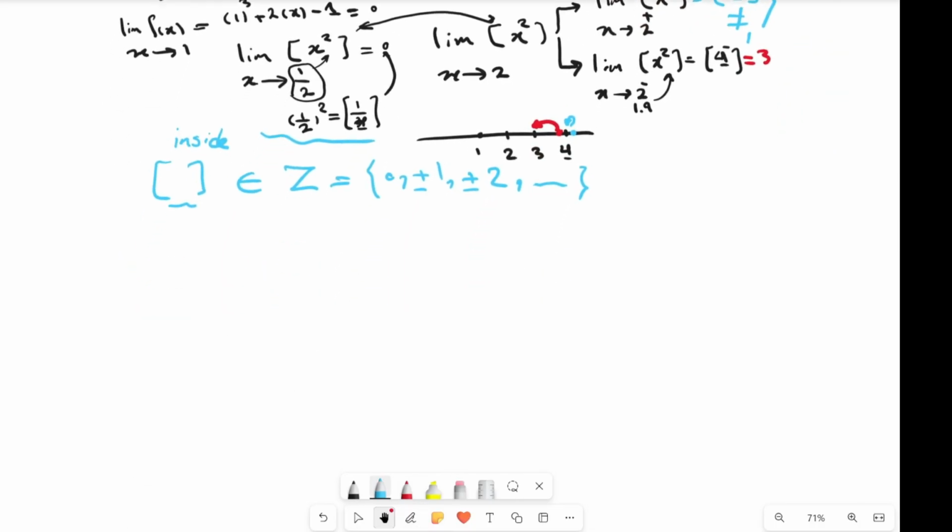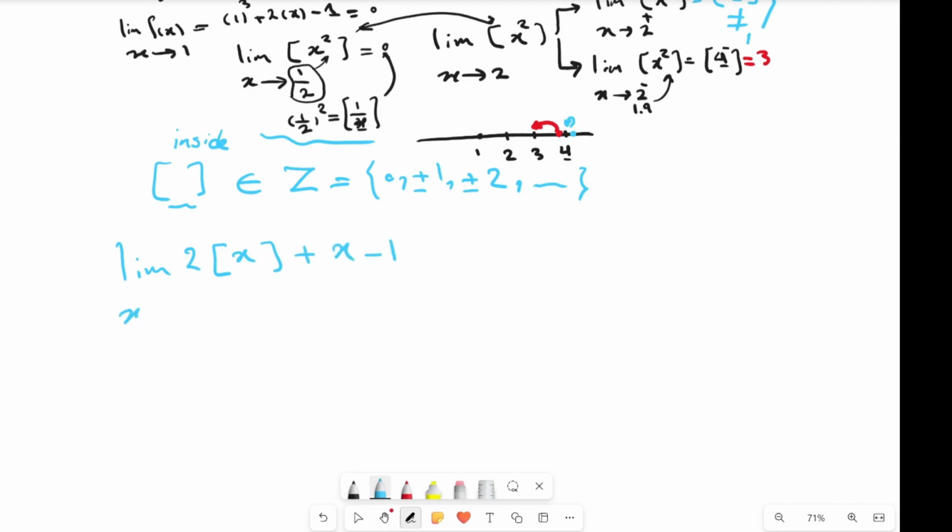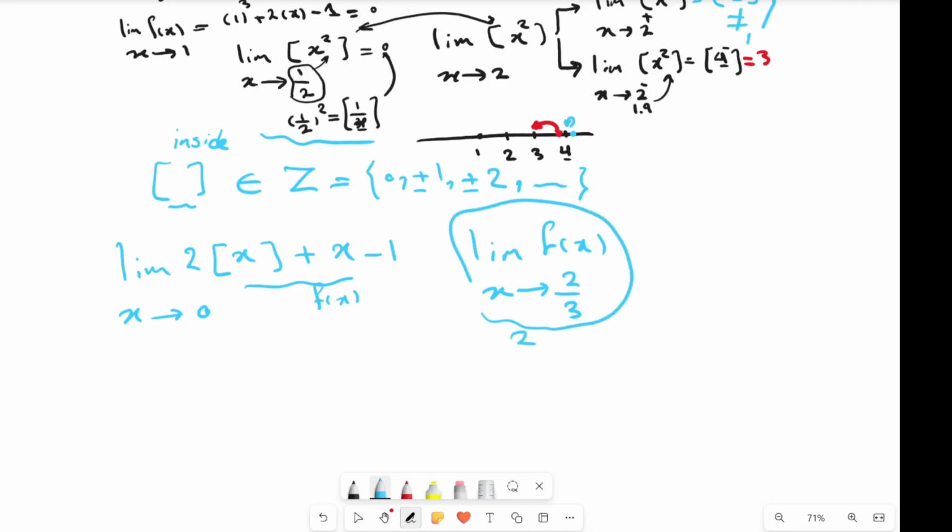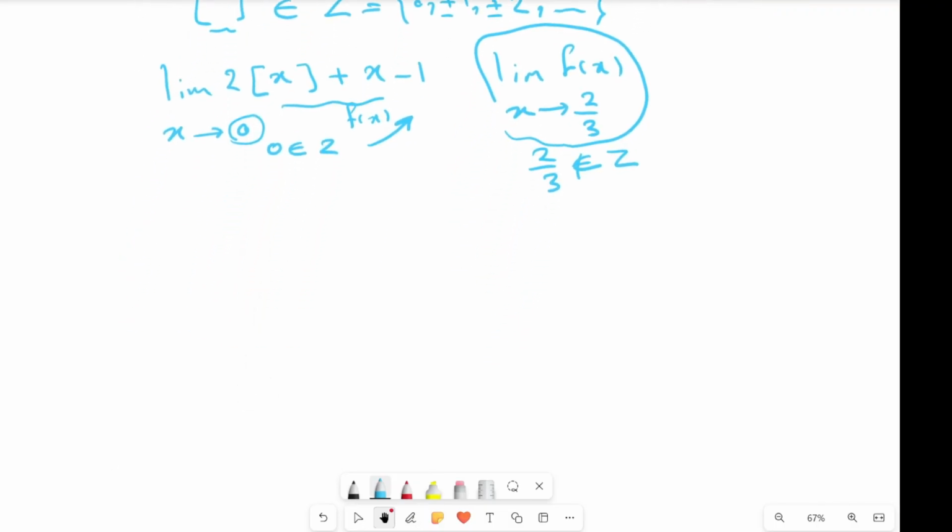For example, in the limit of the bracket of x plus x minus 1 as x goes to 2/3, in that one you don't need to split the limit because 2/3 does not belong to Z. But 0 belongs to Z, and if you're going to calculate this, you must split it to both sides. Okay, therefore it's so important, notice.